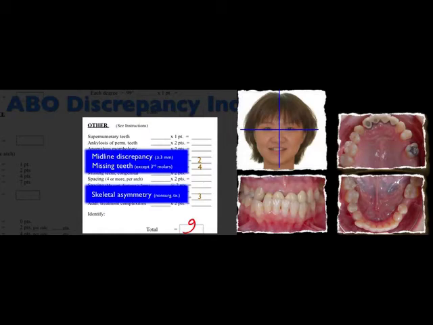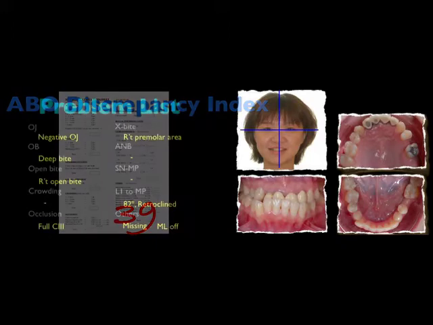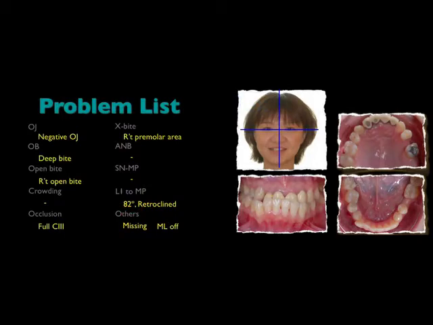Midline discrepancy got 2 points, and the missing 4 teeth got an additional 4 points. Skeletal asymmetry got 3 points. So her total DI score was 39 points. Cases scoring over 20 points are considered severe and difficult cases. And we convert this systemic evaluation into a problem list. The problem list helps guide our thinking of treatment method.